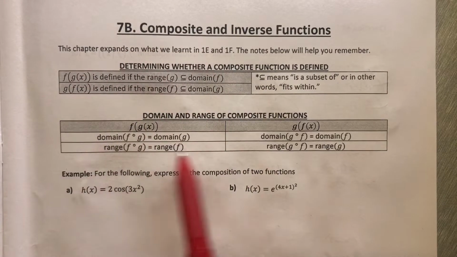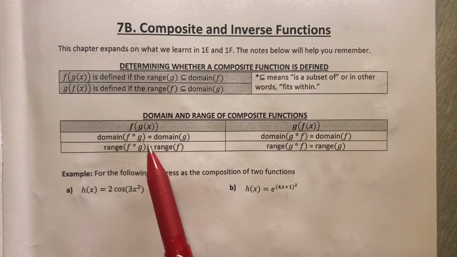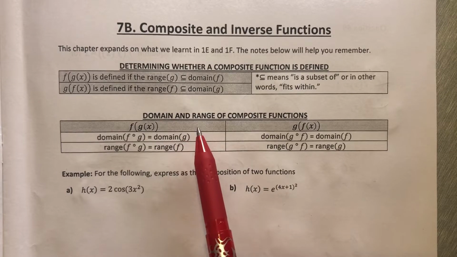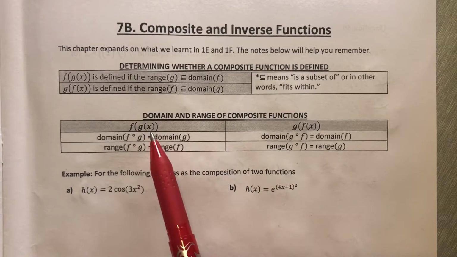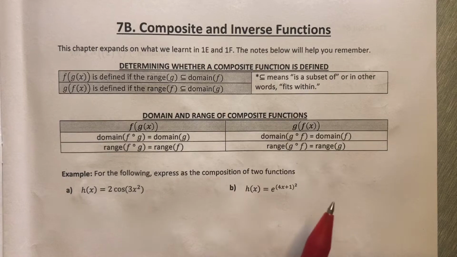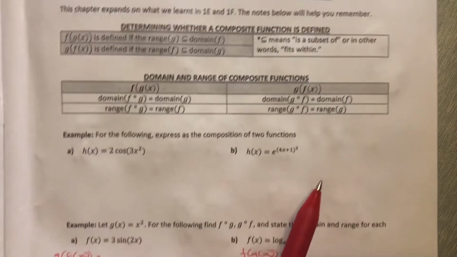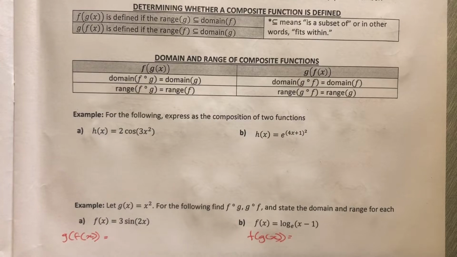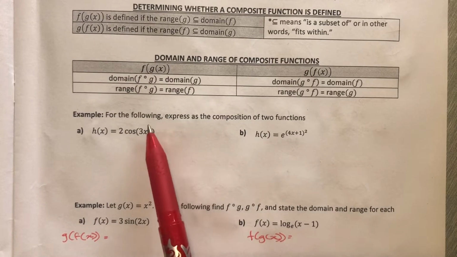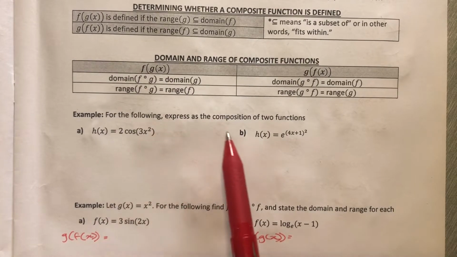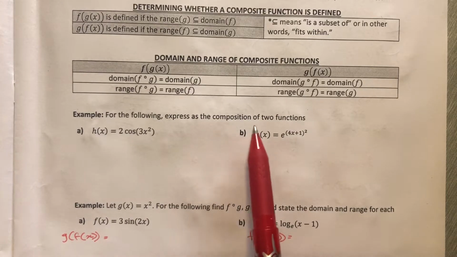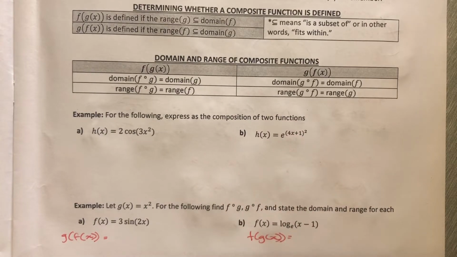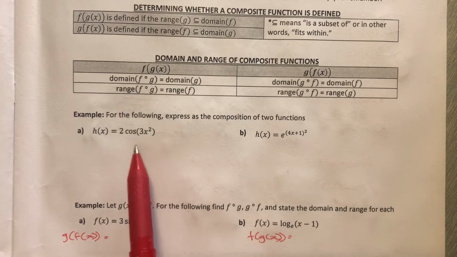What you'll see up the top of your notebook is just copied from previous chapters that we've gone over. So this isn't anything new, it's just a little bit of a reminder. Now, this first example is slightly new. It's saying, for the following, express as the composition of two functions. So what it's saying is we can show that this is actually made from two functions.